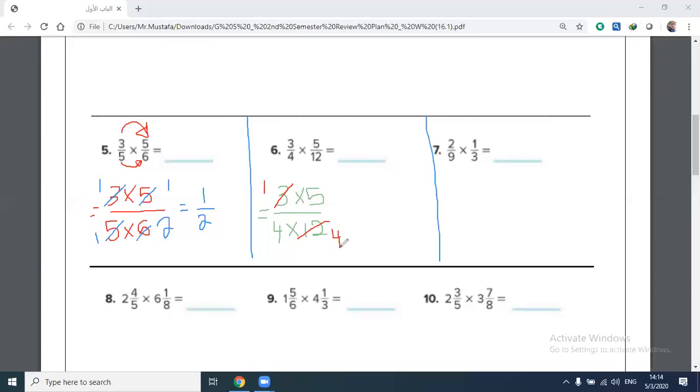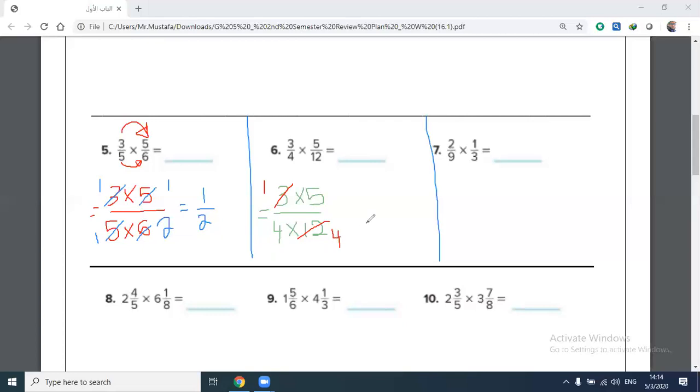Is there any more common factor? No more. Can I simplify 4 with 4? No, they are both in the same position, both in the denominator. Don't simplify denominator with denominator, only denominator with numerator. I still have 5, and there is no common factor between 5 and 4.